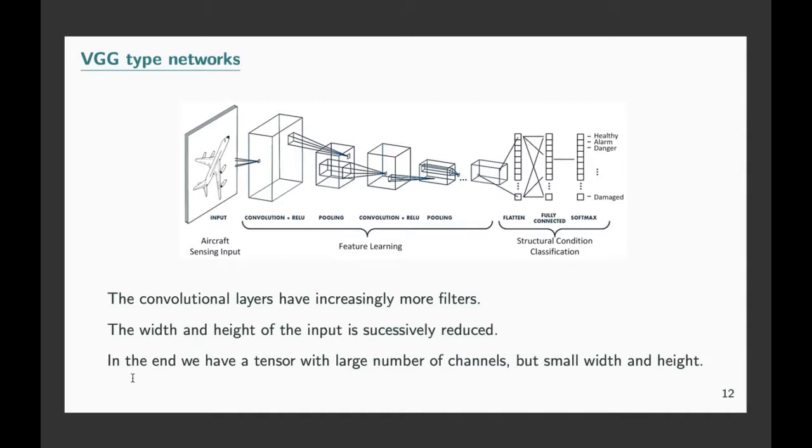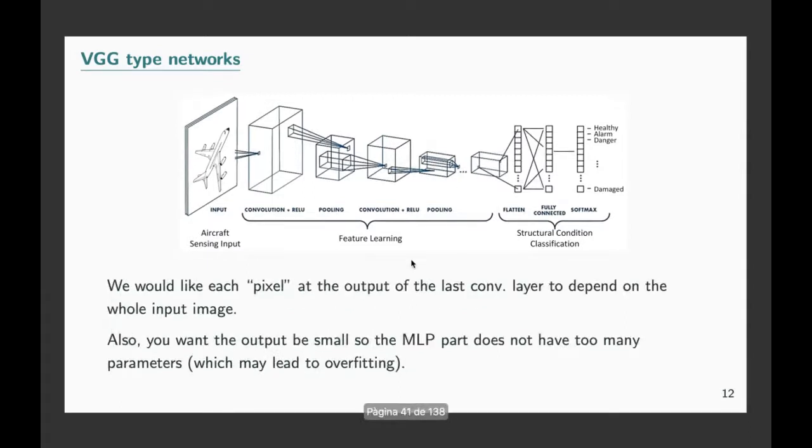And another reason why you do that is that when you flatten the vector, you don't want the vector to be too big, because otherwise this part in here will have a lot of parameters. It will be easy for it to overfit then. Also, it will be harder to train.